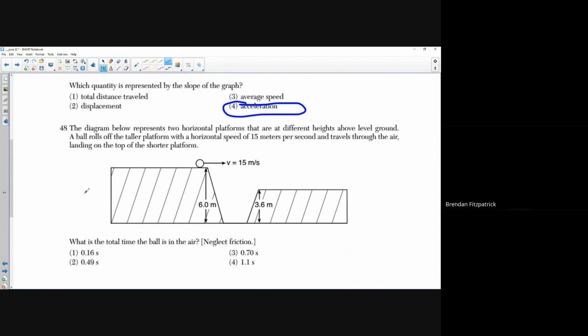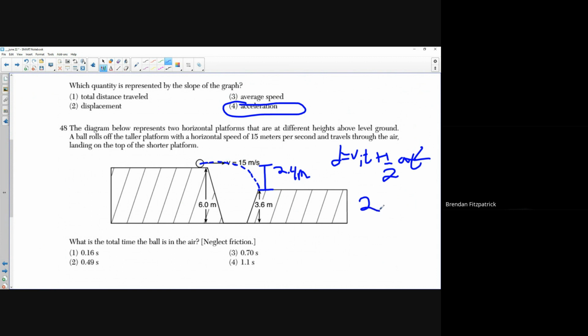The diagram represents 2 horizontal platforms at different heights, and a ball rolls off one and goes to the other. What's the total time the ball's in the air? Well, we just need to figure out how long it's going to take the ball to fall 2.4 meters. The way you do that is by doing, and we're on Earth, because they didn't specify a different planet, d is equal to v_i t plus 1/2 a t squared.